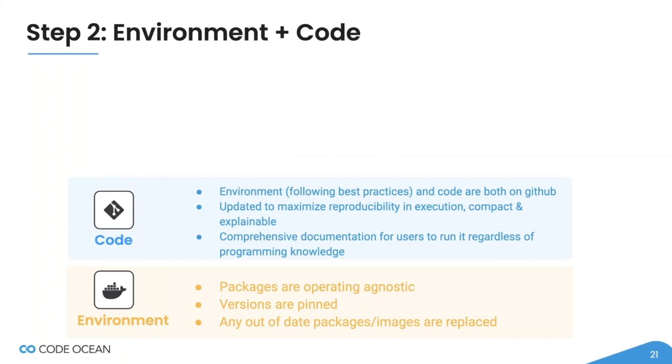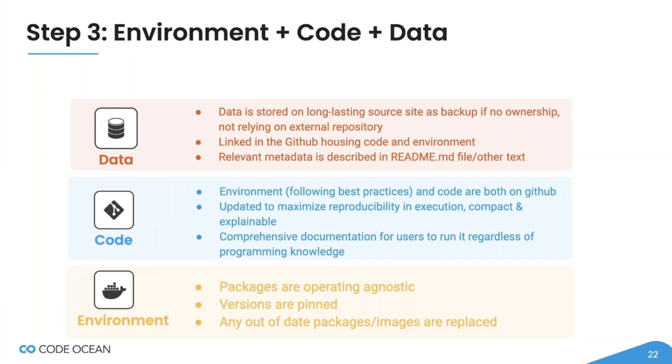So now we have the best practices for environment and code. We can add in data. We now have environment and code on GitHub, both following best practices. When it comes to data, this would vary depending on the source. If it's from a public repository, a potential practice you can employ is storing the data as a backup on a long-lasting source site for which you have ownership. If it was originally present on GEO, SRA, or Zenodo, where you do not have ownership, it could be deleted without your knowledge. And so it could be a good practice to not rely on an external repository. Maybe store a version of the data on S3 or through another direct download method.